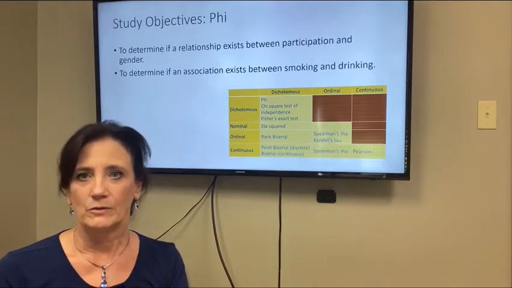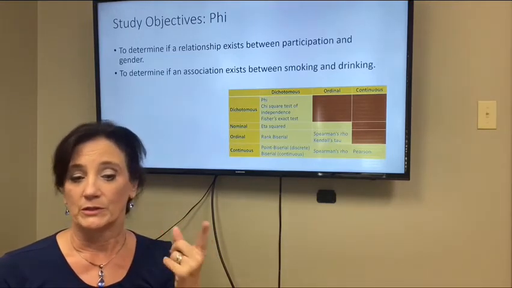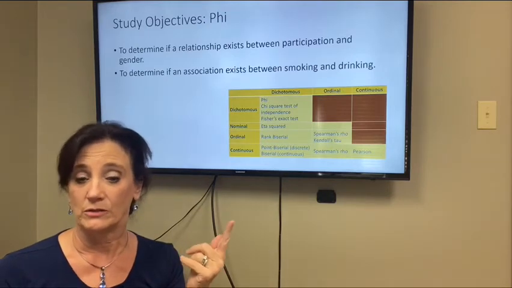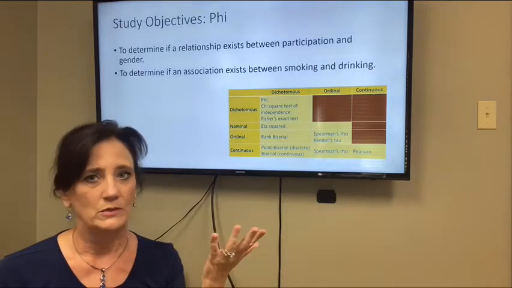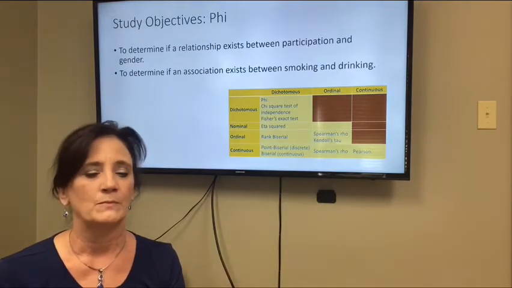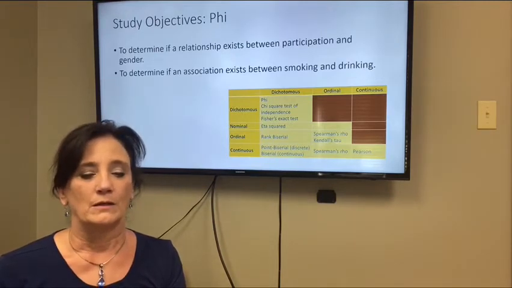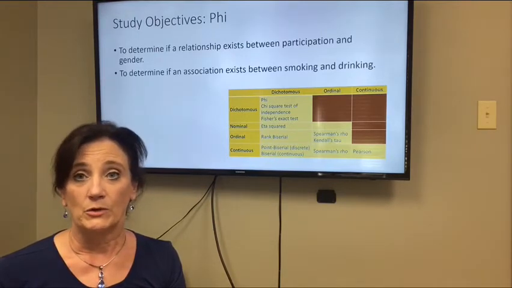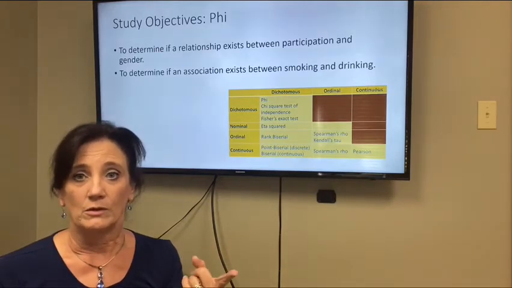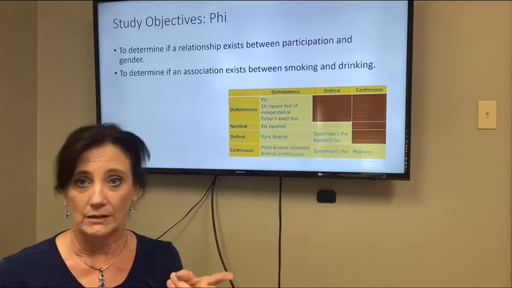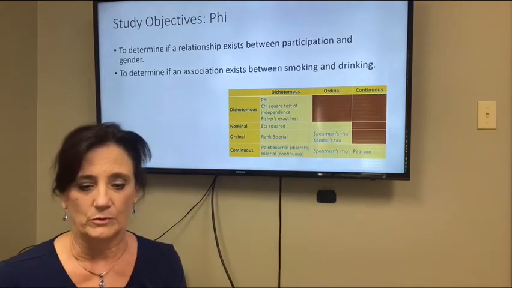Phi. Remember, that's the one where you've got two dichotomous variables. So participation and gender. Participation: did you participate in FFA in high school? It's a yes or no question. Gender: male, female. Is there an association between smoking and drinking? So the question would be, do you smoke? Yes or no. Do you drink? Yes or no. And so is there an association between those two variables?